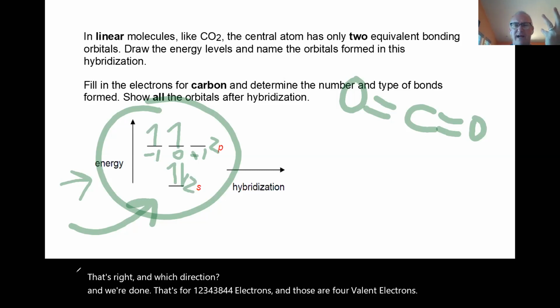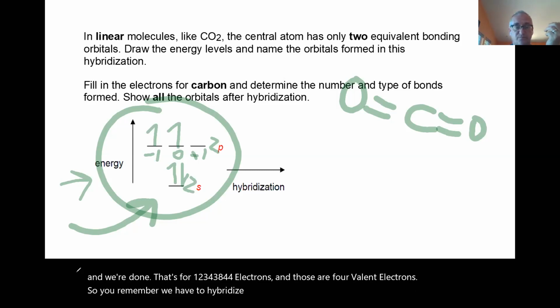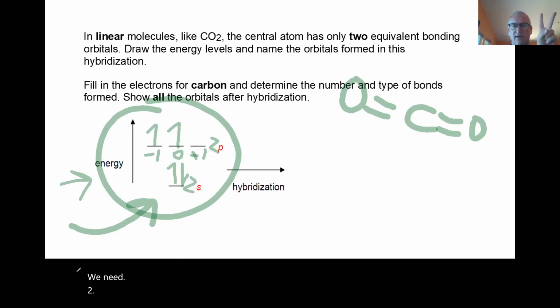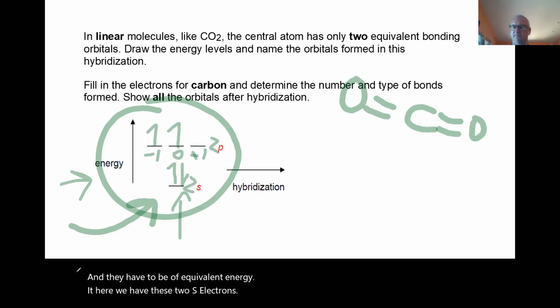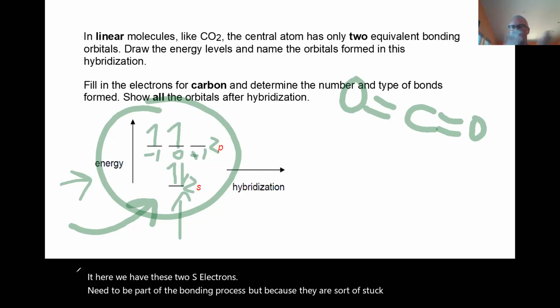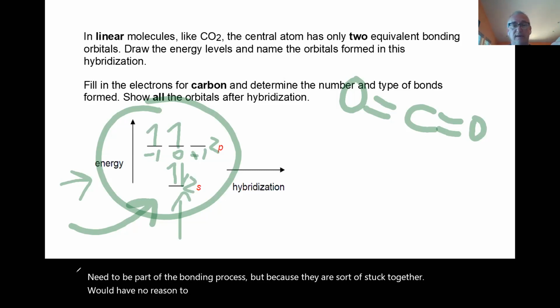So you remember, we have to hybridize these because we need 2 electrons to form single bonds, and we need another 2 to form double bonds. And they have to be of equivalent energy. And here we have these two s electrons that need to be part of the bonding process, but because they're sort of stuck together, they would have no reason to bond because that's a full orbital. So what are we going to do?